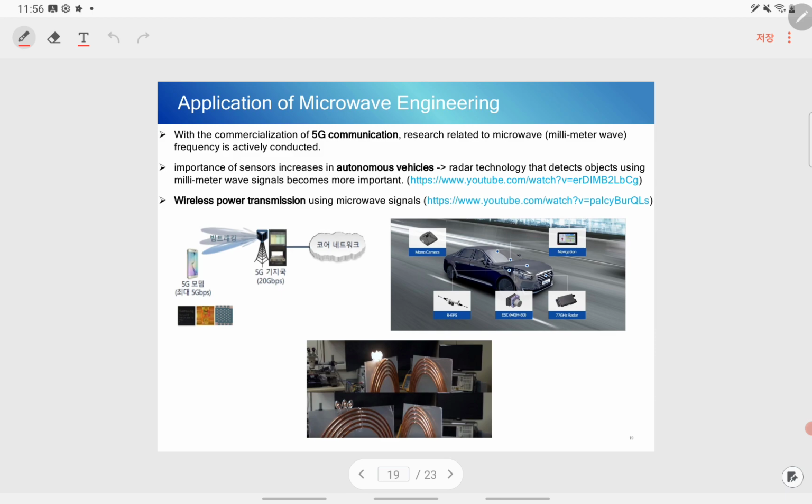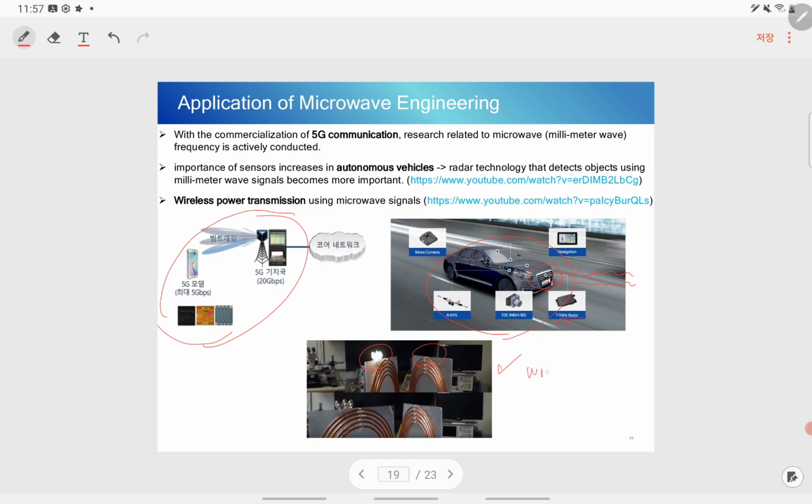I think I have already explained enough, so you can take a look at this YouTube video, showing that microwave engineering can be used for cellular communication, right? 5G or LTE, and then this is for car radar. All cars have radar which detects the car in front of your car, right? And that radar uses electromagnetic waves. It transmits an electromagnetic wave to the target, and the reflected wave is detected through the radar.